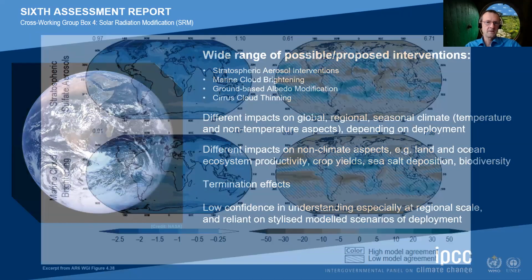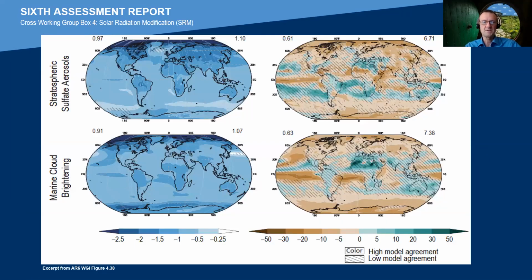And just to illustrate, the two maps on the right-hand side show how different interventions that have the same effect on global average temperature might affect precipitation patterns, from stratospheric sulfate aerosols and marine cloud brightening, where you can see that the impact on rainfall in different regions of the world would be quite different, even though the effect on global average temperature would be the same. So that just illustrates the regional diversity of different solar radiation modification approaches.